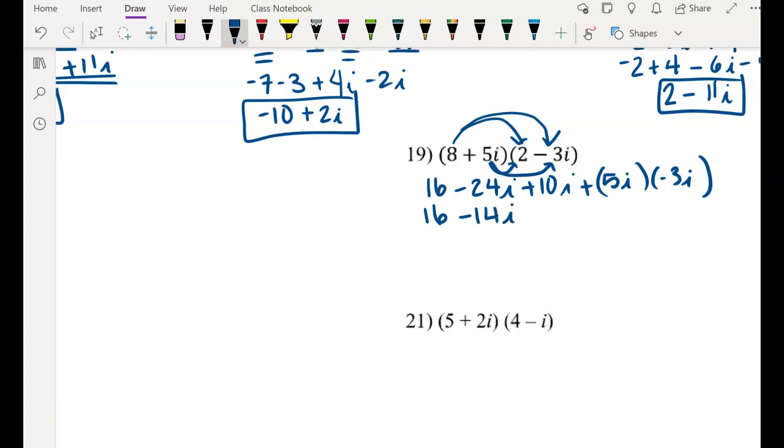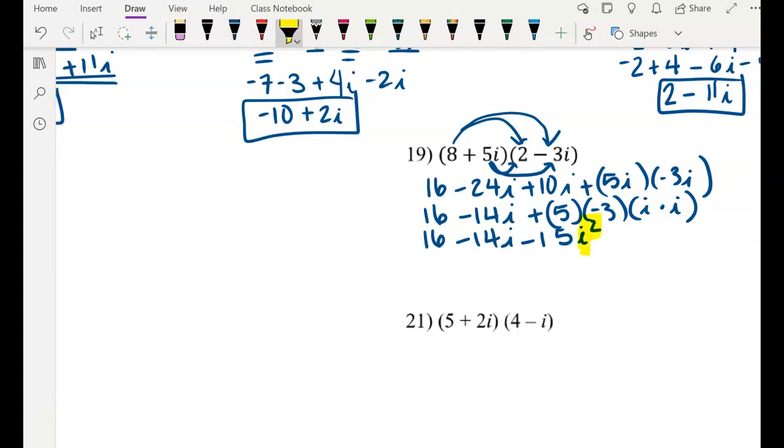Now this one is where we kind of undo what we did earlier. Group the real numbers together. Multiply those together and i times i together, just like that. So that was going to be 16 minus 14i. 5 times negative 3 is negative 15, but i times i, students, is i squared. Now we cannot leave your answer as an i squared.